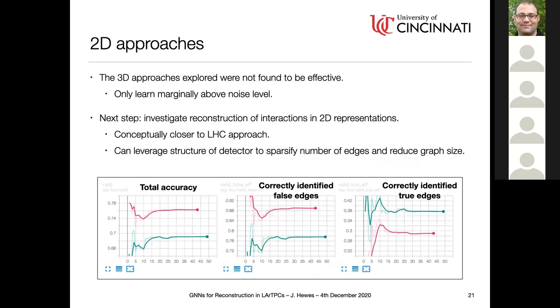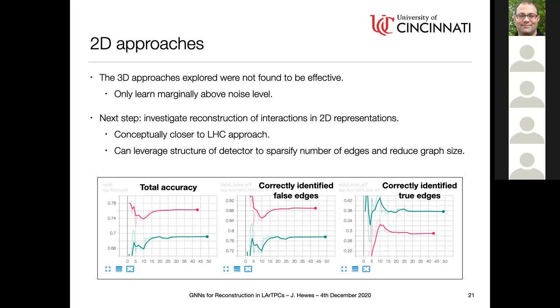For the message passing network we used, we effectively found that these 3D approaches just didn't work very well. You only marginally learn above the noise level. This is an example of some training metrics where you can see the true and false edge accuracy is essentially the inverse of each other, meaning that it wasn't learning particularly well.